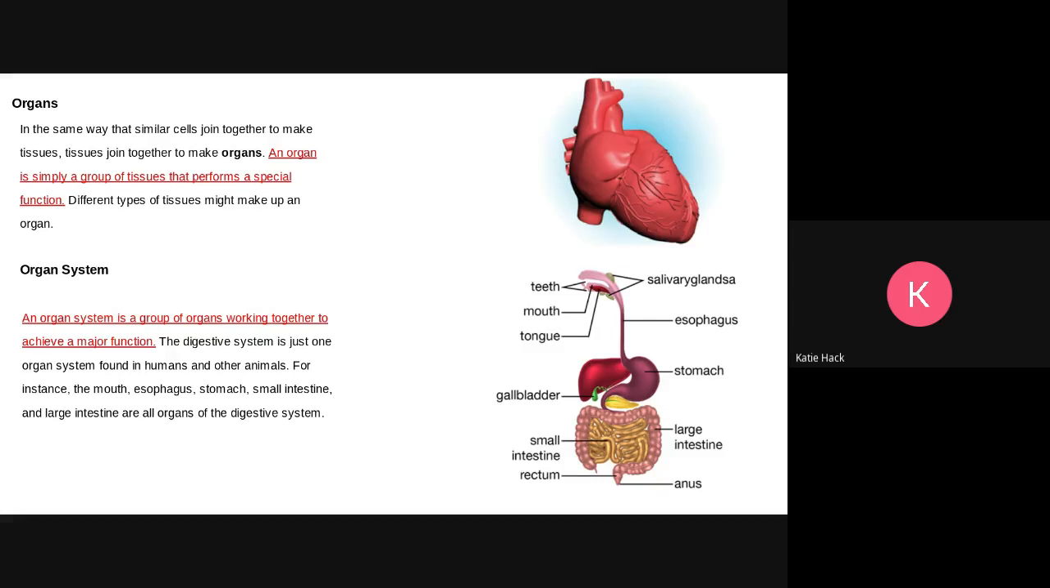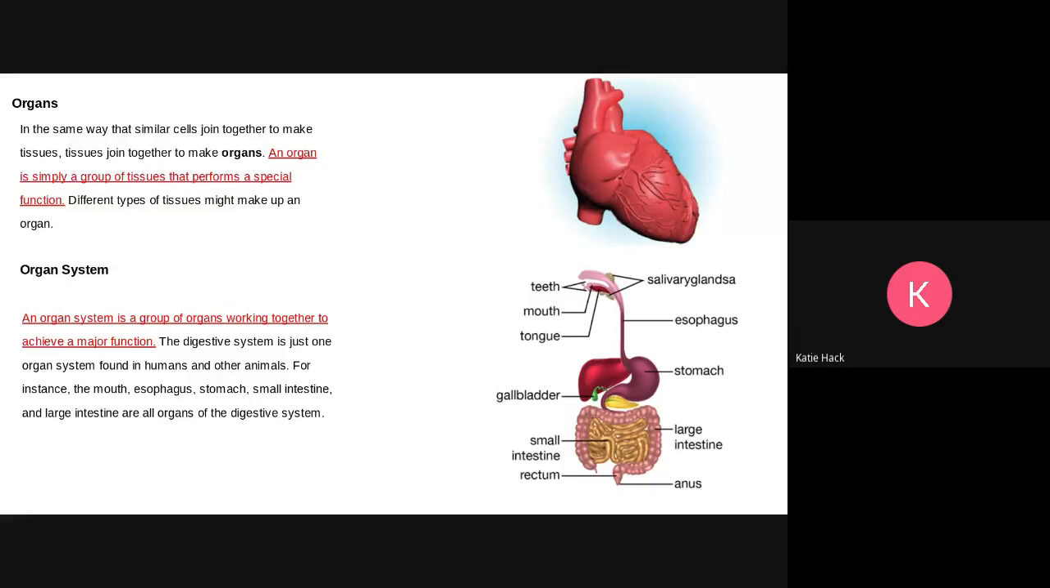The digestive system is just one organ system found in humans and other animals. For instance, you have the mouth, that is an organ. You have your esophagus, which is another organ. The stomach, the small intestine, the large intestine. These are all individual organs that, when put together, form the organ system for digestion.